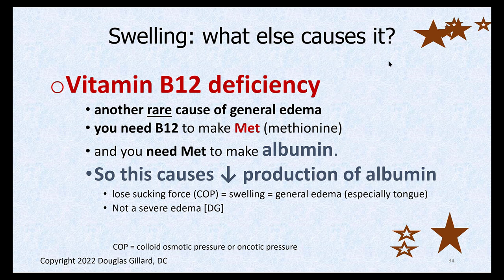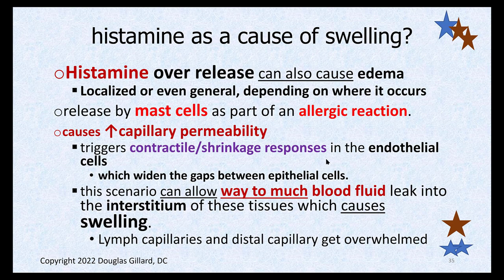Vitamin B12 deficiency can also cause general edema. It's more rare, but it can happen, because you need vitamin B12 to make methionine, and you need methionine to make albumin, for albumin synthesis in the liver. So no B12, no methionine, no methionine, no albumin, no albumin, no oncotic forces or decreased oncotic forces, and there you go. Your interstitium is going to swell like crazy.